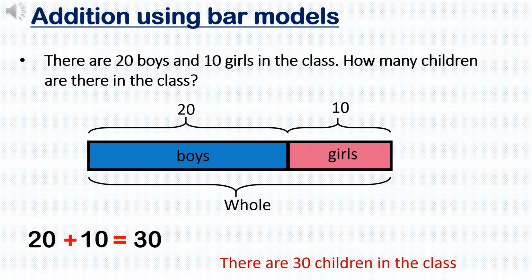Now, we will count the whole or total of these 2 bars to find how many children there are in the class. We need to add these 2 bars together. 20 plus 10. 20 plus 10 equal 30. Finally, we can say there are 30 children in the class.